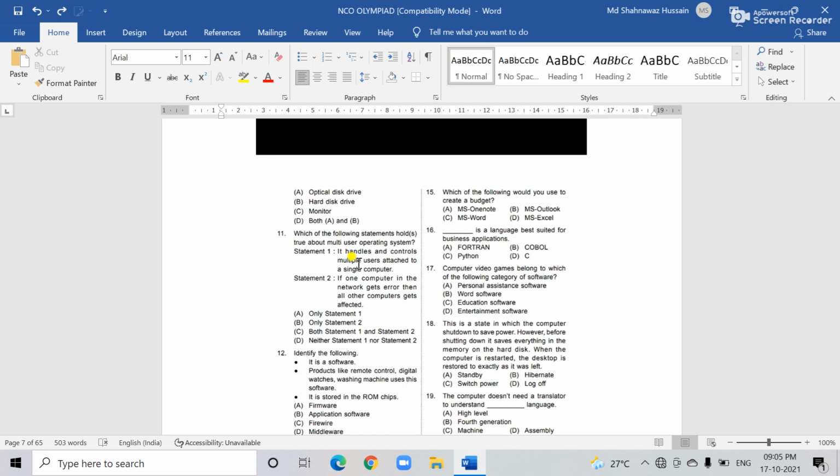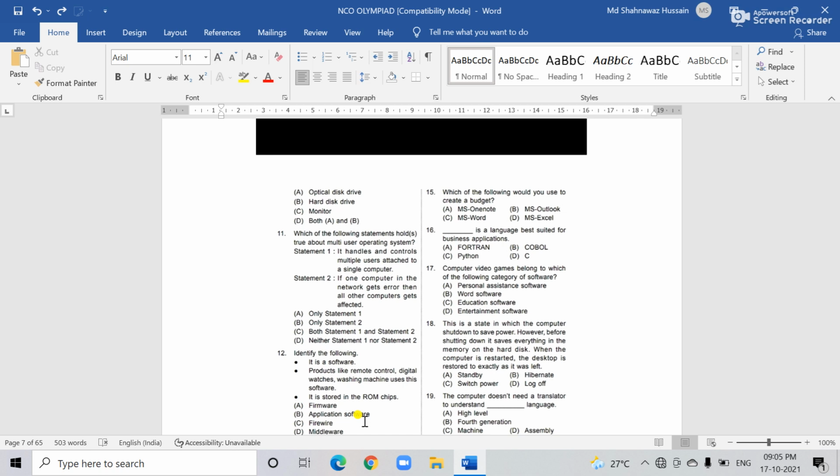Let's see what the statements are. Statement 1: it handles and controls multiple users attached to a single computer. Statement 2: if one computer in the network gets an error, then all other computers get affected. The options are: only statement 1, only statement 2, both statement 1 and 2, and the last option is neither statement 1 nor statement 2.